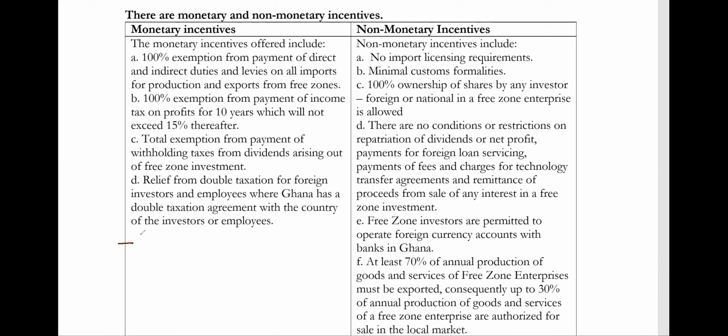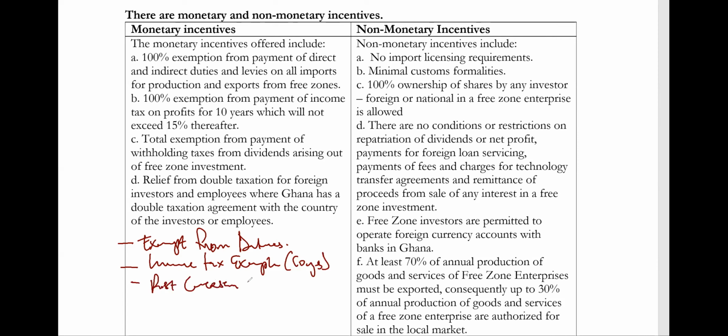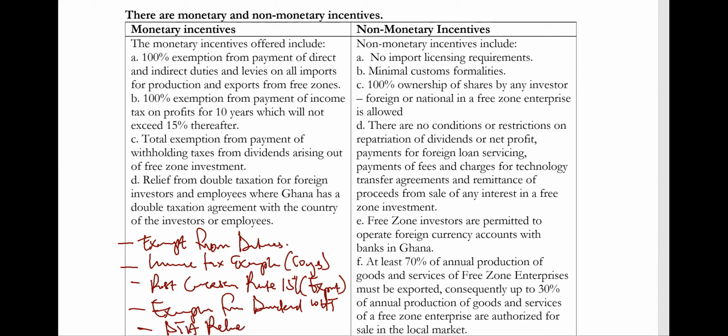Okay, the first one is 100% exemption from payment of direct taxes, indirect taxes, and levies on imports. Then I told you income tax exemption for 10 years, right? Then post-concession rates of 15%, if you are into export. Then we say what? Exemption from dividend withholding tax. Then finally, DTA relief, where there's a DTA with the country the investor is coming from.